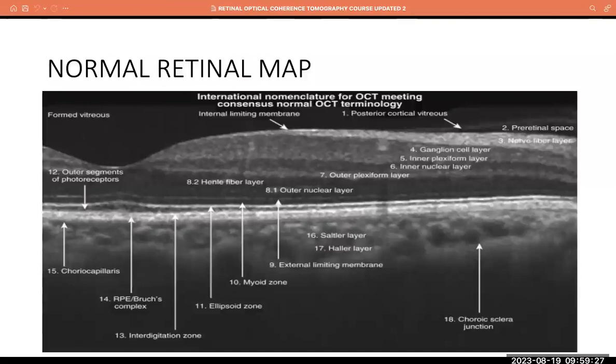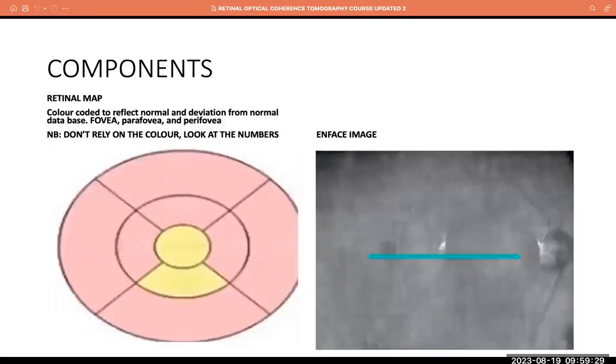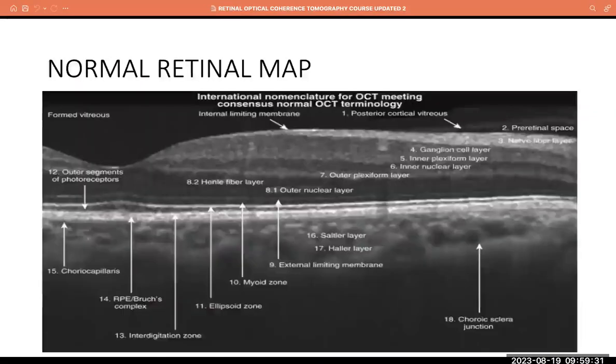So, okay, let's go to the inner retina. Dr. Bature can slide down. So still go down, sir.